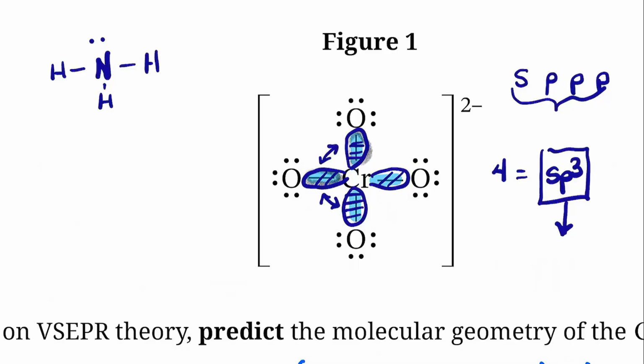But if you ask me what the molecular geometry is, where the atoms are, this would not be tetrahedral. Certainly the electrons would point outward into a tetrahedral shape, but where the atoms are, the molecular geometry would be a trigonal pyramidal shape, the top of a 3-sided pyramid.